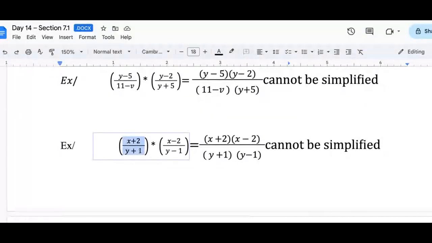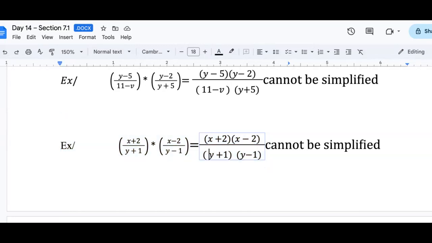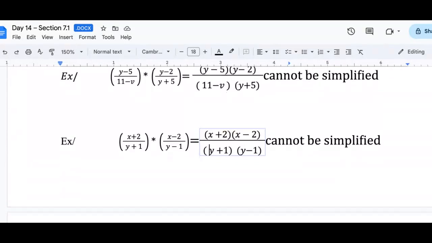Here we have x plus 2 divided by y plus 1, and x minus 2 divided by y minus 1. So put them together, we see x plus 2 times x minus 2. That would be x squared minus 4. The denominator is y plus 1 times y minus 1. Multiply together, that's y squared minus 1. So no more common factors.